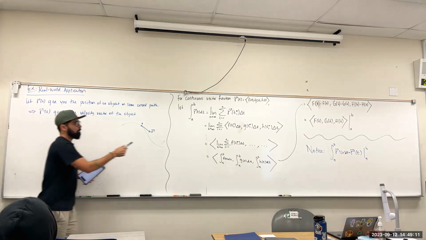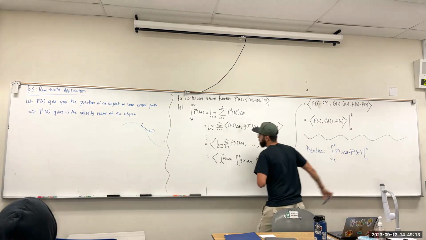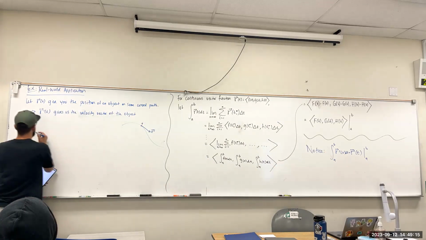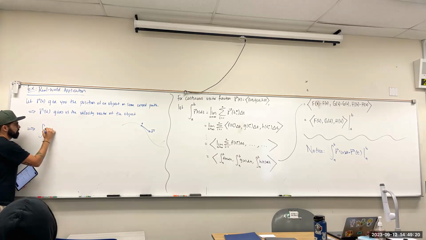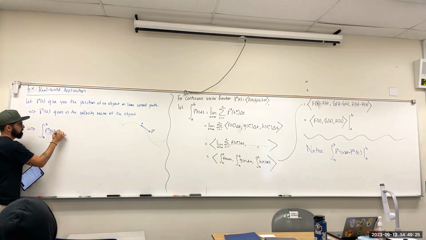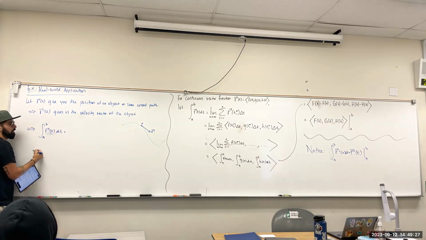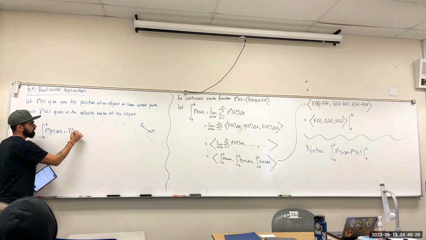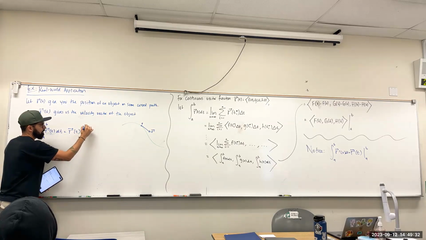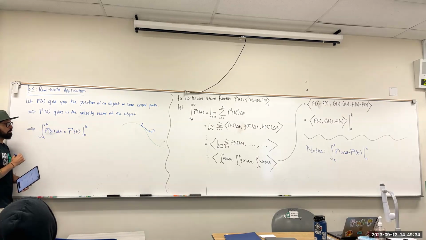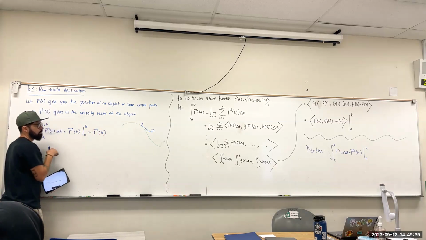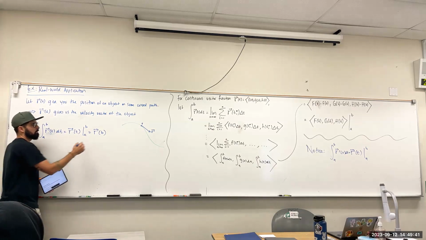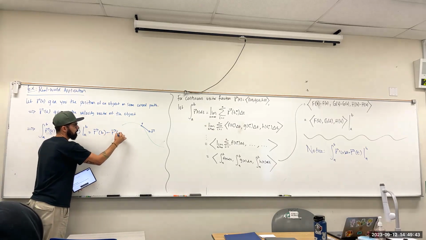Well, if we do what we just did here, and I integrate this velocity function from a to b dt, then that's going to be the position function evaluated at a and b, which is the position of the bird or the object at time b minus the position of the object at time a.